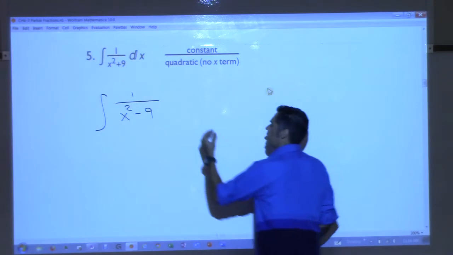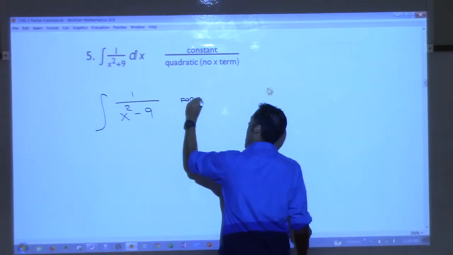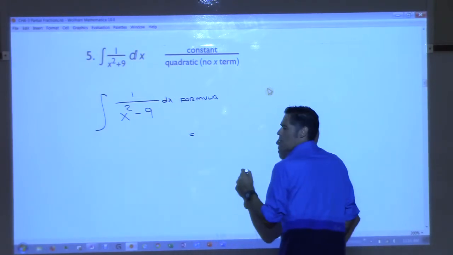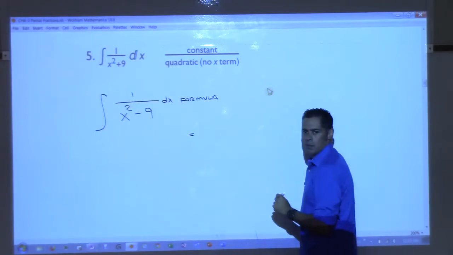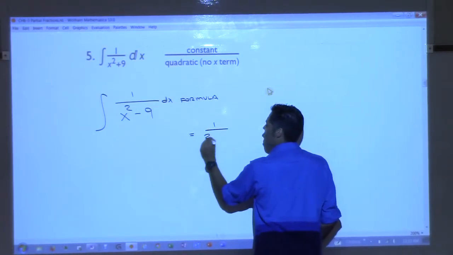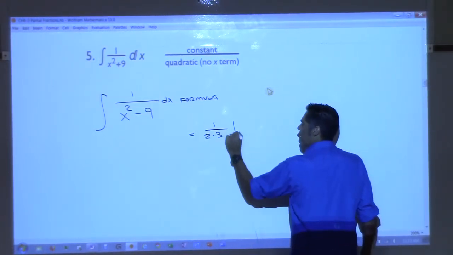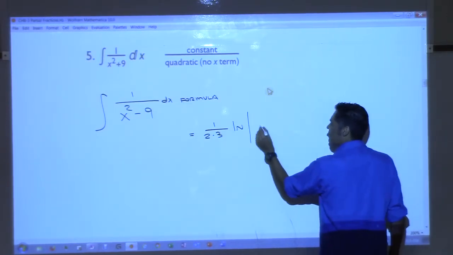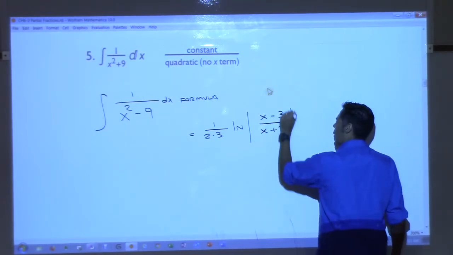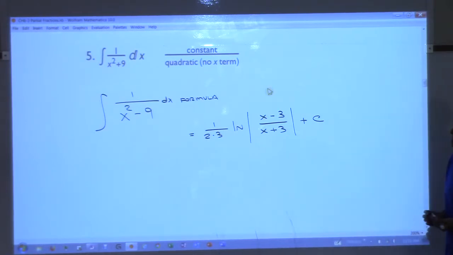So I'm going to say this would be formula 20. Go ahead and you tell me what the answer is, because I don't have that one memorized. Dx, forgot my dx here. According to that, is it 1 over 2a? So what is a for us? 3. So this is going to be 1 over 2 times 3, I'll put 6 on the next line, natural log of x minus a over x plus a, plus c. It'd be 1/6 the natural log of x minus 3 over x plus 3. That would be the answer, going off of formula 20.